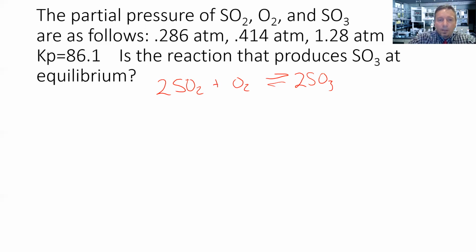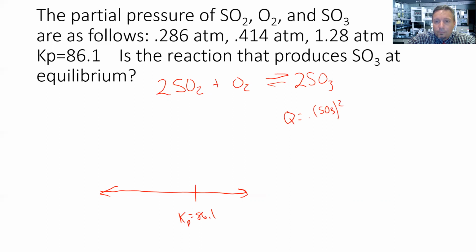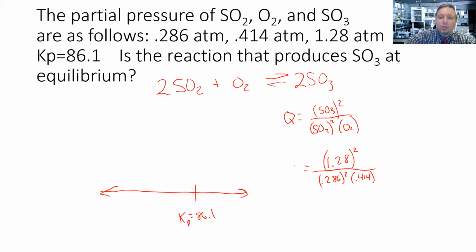So when I'm going to calculate Q, I'm going to put my number line right down here like I taught you to do. I got my number line here, and I'm going to come up here. I'm going to put K equals 86.1. I'm just going to write that there. So now let's calculate Q. So Q equals, and in this case here, it is going to be SO3 squared divided by SO2 squared times O2. So now let me plug in. I have 1.28 squared divided by my SO2 is 0.286 squared, and my O2 is 0.414, and that's going to equal Q.